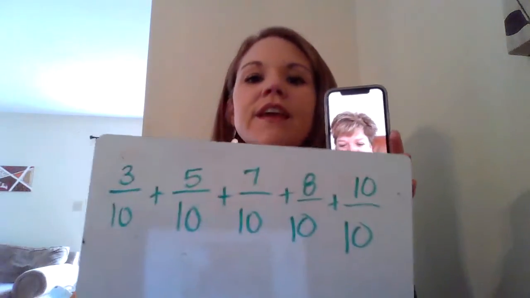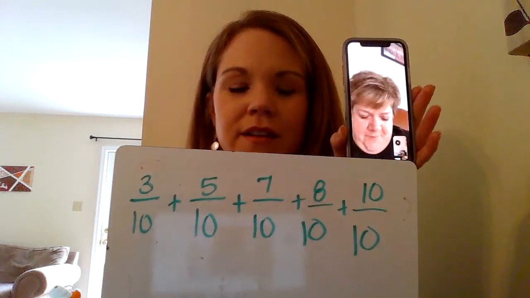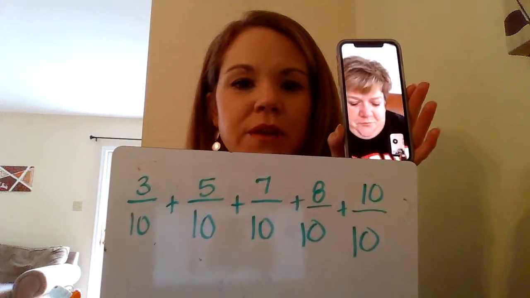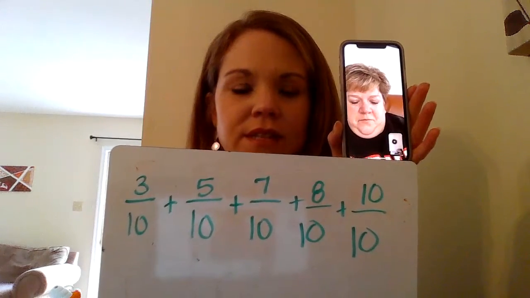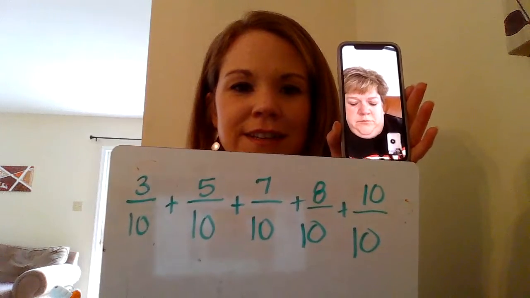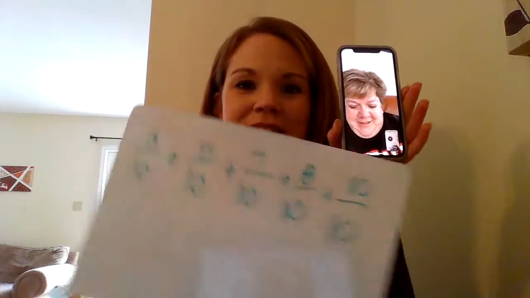All right, so now we have to find out who has the most tenths. Here are all of your scores, Miss Musto. I'm going to have to add them up. Let me get my pen. 3/10, 5/10, 7/10, 8/10, and 10 tenths. Oh, Miss Kane, I'm sorry that I had to beat you so bad.